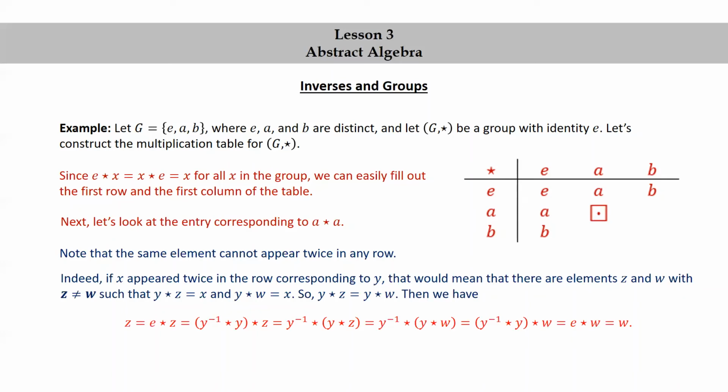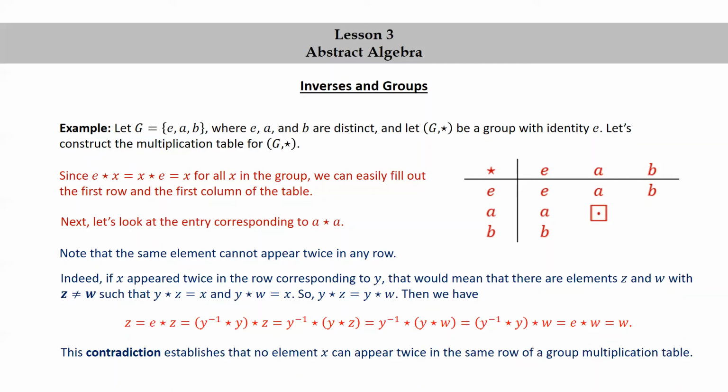Then we have Z could be written as E star Z, which could be written as Y inverse star Y star Z. We could then use associativity to write that as Y inverse star Y star Z. We could replace the Y star Z with Y star W to get Y inverse star Y star W. Using associativity, we get Y inverse star Y star W, which is E star W using the inverse property, and that's equal to W. So we have that Z is equal to W here, which, they're supposed to be distinct.